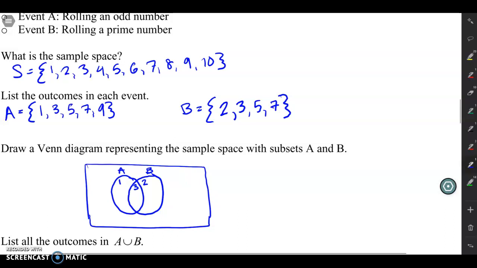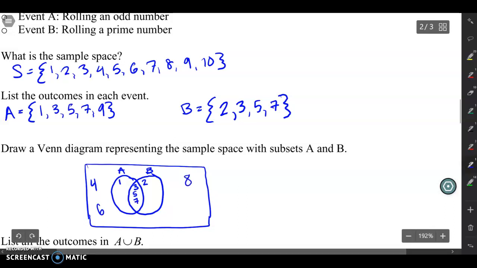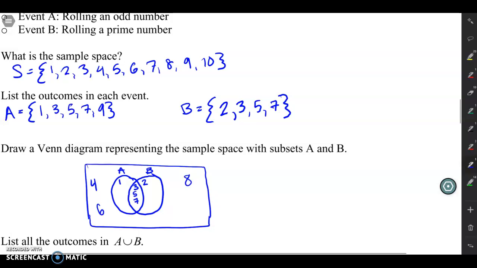Then my next number is 4. And 4 is neither in set A nor in set B, so it's just going to float out here on the outskirts of the circles. 5 is in both sets. 6 is in neither set. 7 is in both sets. 8 is in neither set. And then 9 is in event A, and 10 is in neither set. Okay, so that's how you would go ahead and draw a Venn diagram that would represent this situation.